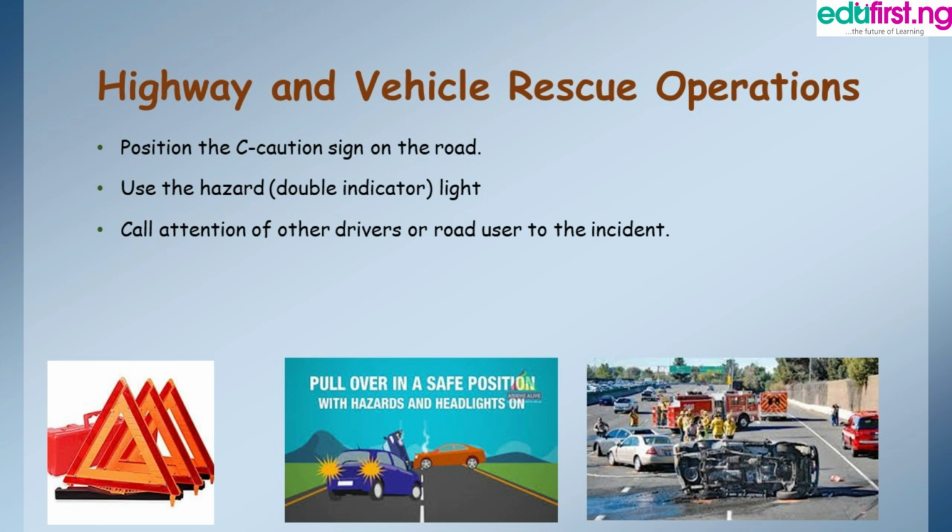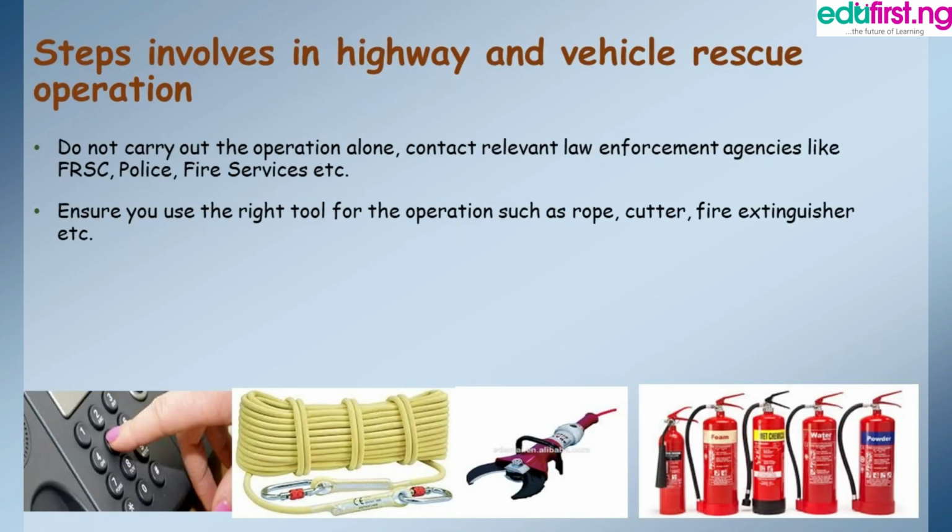So highway and vehicle rescue operations, these are basic things that you can do if you're going on the road and you see an accident victim. Number one, position the caution signs on the road. You use your hazard lights and you call the attention of other drivers or road users to the incident. So when you've done that, you should not carry out any operation alone. You should contact the relevant law enforcement agency like the FRSC, the police or fire services, and then you ensure you use the right tool for the operation, such as rope, cutter or fire extinguisher.